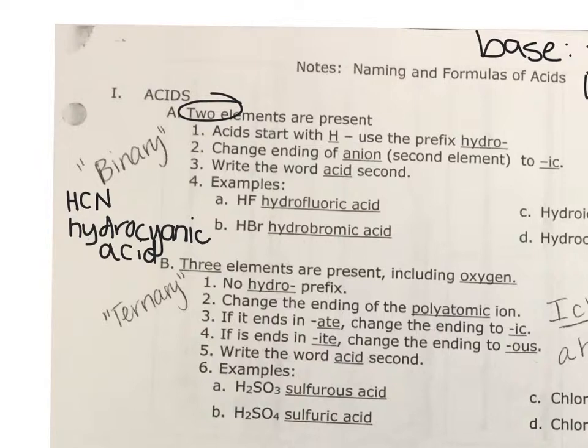All right, so binary ones, you'll see an H, and then you have another element. So the minute that you see that it's binary or you only have 2 elements present, you're going to start with the word hydro. The minute you see hydro, you know that it's a binary, and you won't even bother with the rest of the stuff down there. So hydro, then you look at your anion, end with ic, and then you end with the word acid.